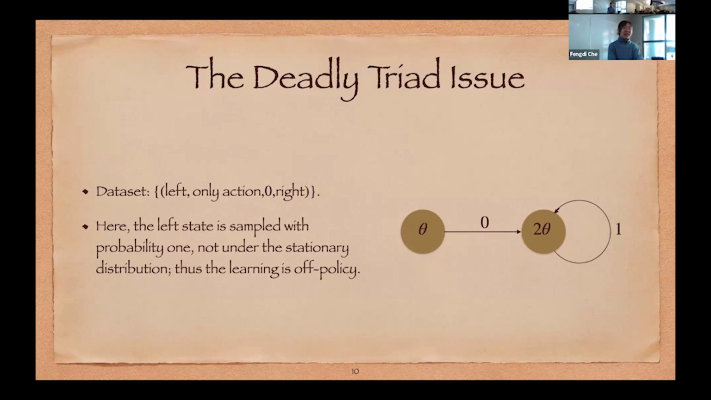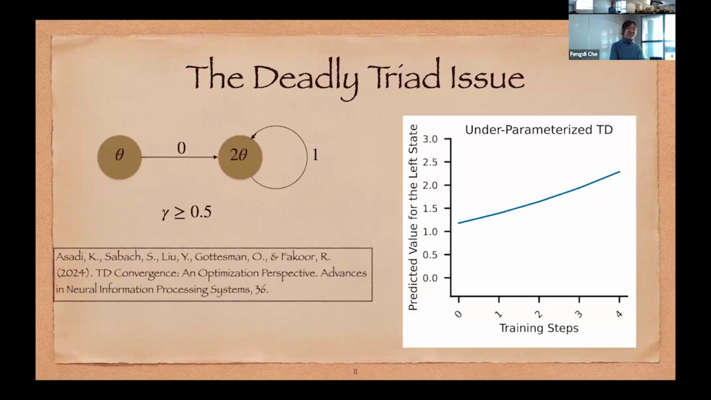When we have function approximation and off-policy learning, and we combine it with bootstrapping, with TD, the algorithm diverges. Here the divergence will happen for any discount factor larger than or equal to 0.5. So I'm showing you the deadly triad indeed exists.